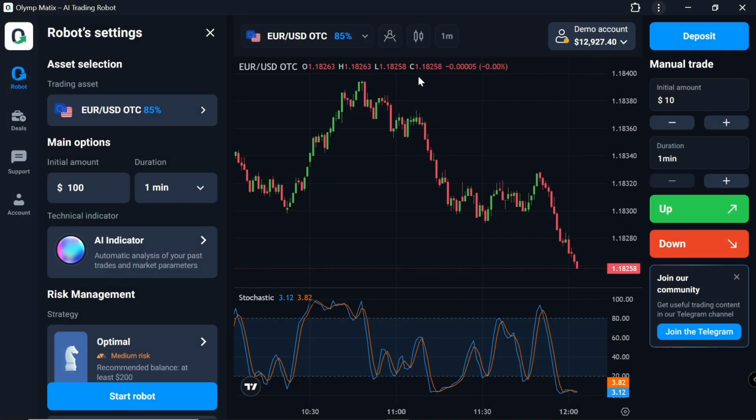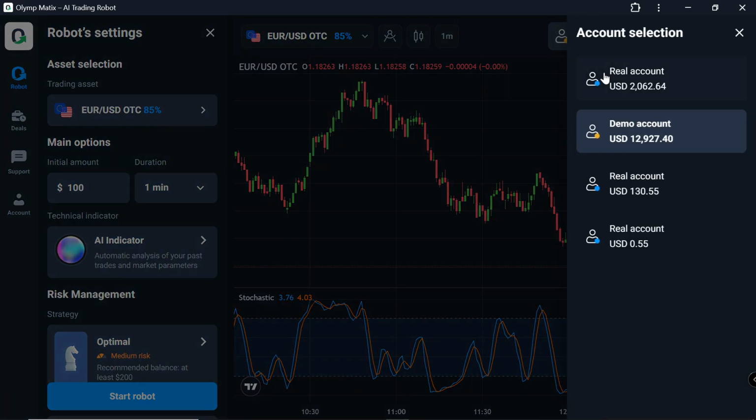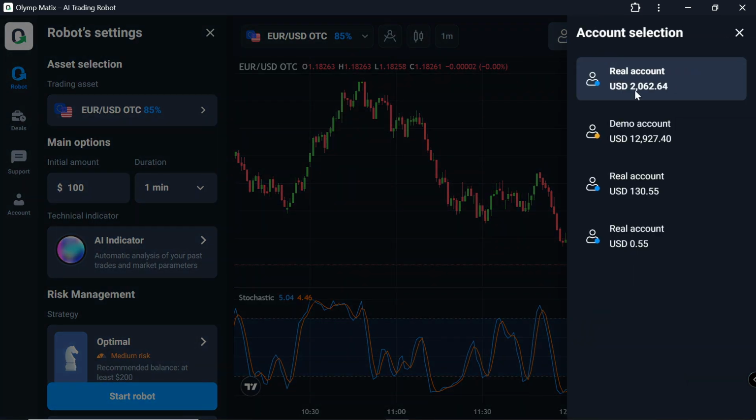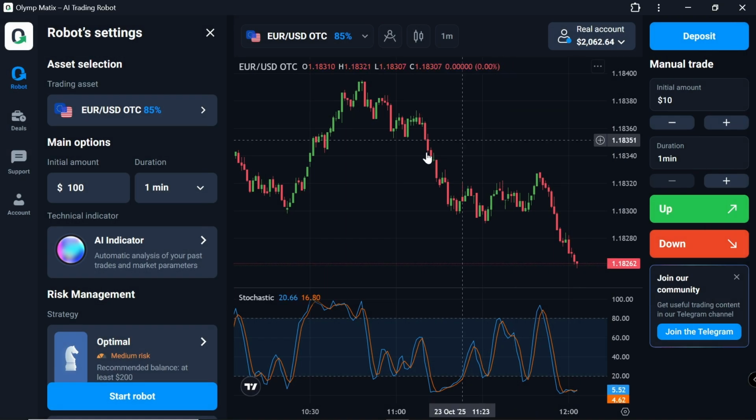With that said, let's get to trading. Alright guys, so as you can see right there, it's our Olymp Matix trading platform. So I'm going to be choosing our real account there, the one we've been using for the challenge all along. You can see our balance there is at 2062 US dollars. You understand?